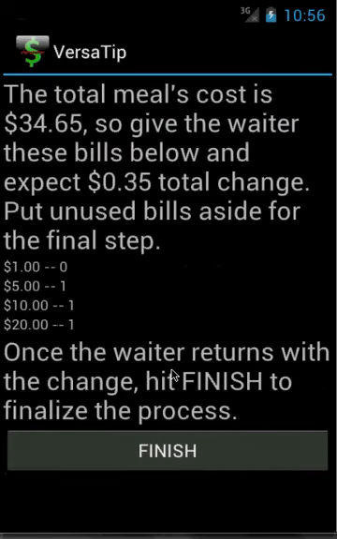VersaTip will immediately calculate the total cost of the meal and the total change that you will get if you give the bills that VersaTip suggests you give. Here it suggests you give the waiter a 20, a 10, and the 5 to make $35. Of course, all the bills you inputted in the previous screen probably exceed the cost of the meal, so any unused bills should be put aside for the final step. Once the waiter returns with the change, just hit Finish and head over to the final screen.